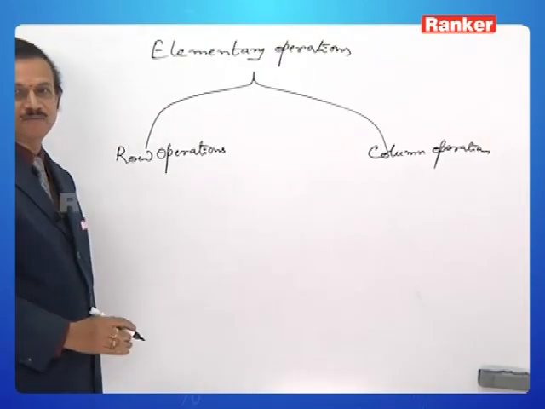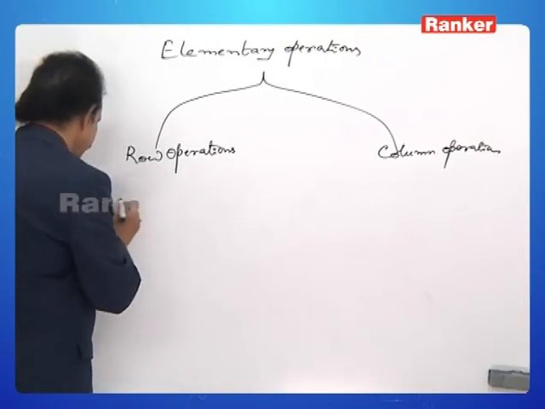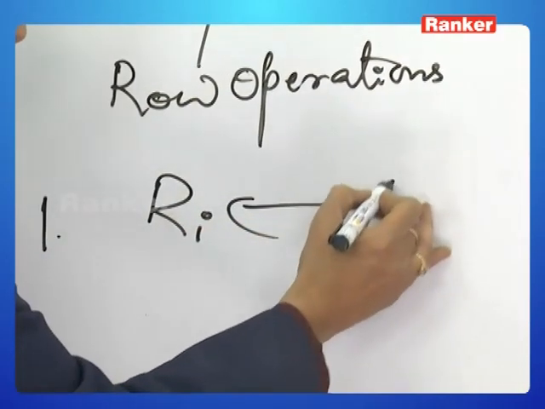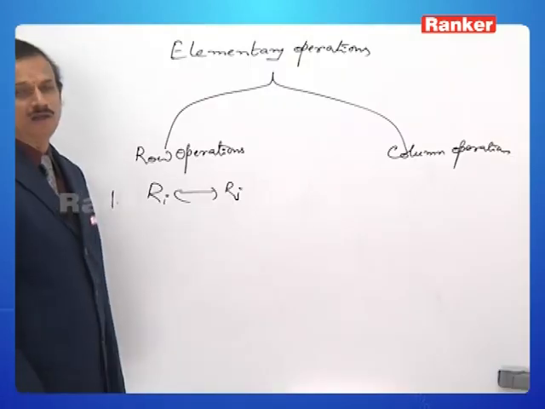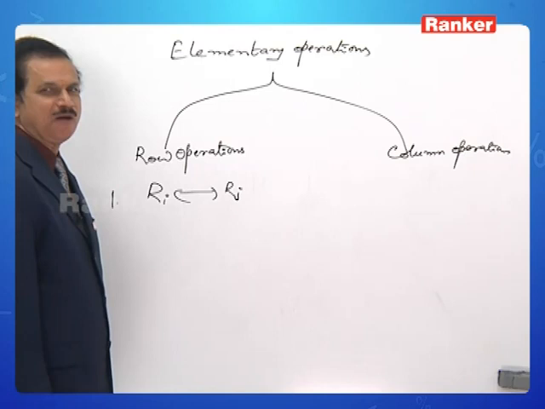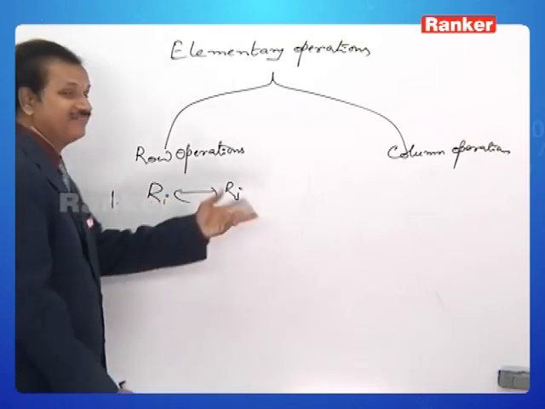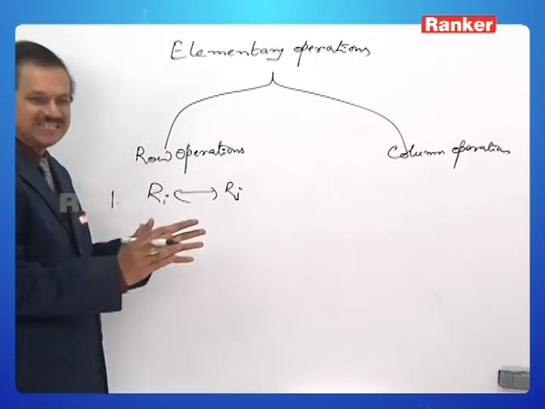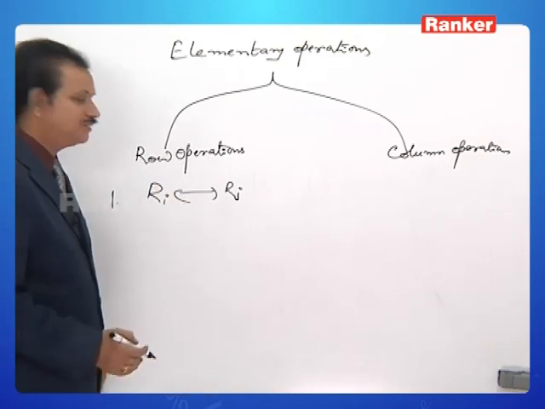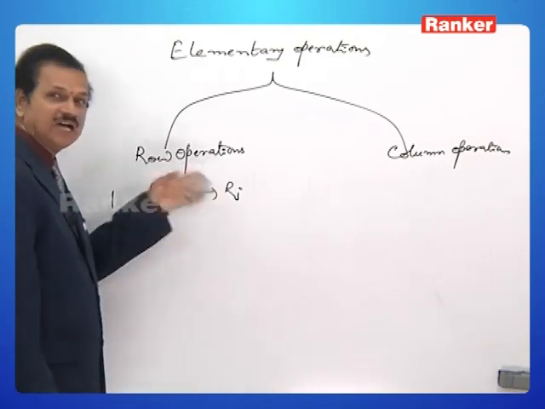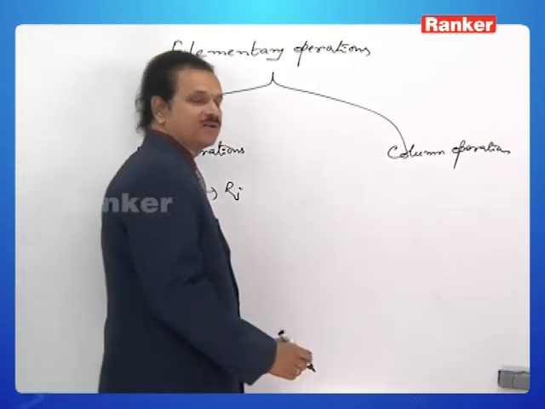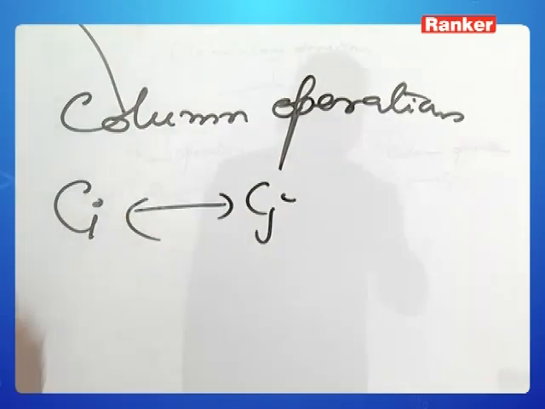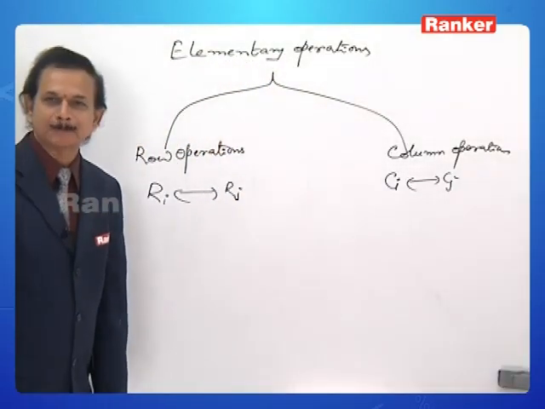These are of three types. Number one, this symbol. If at all you perform the operation of interchanging the ith row and jth row in a matrix or a determinant, that change is expressed by this symbol. Interchange of ith row and jth row. In absolutely similar fashion, the corresponding column operation is interchange of ith and jth column.